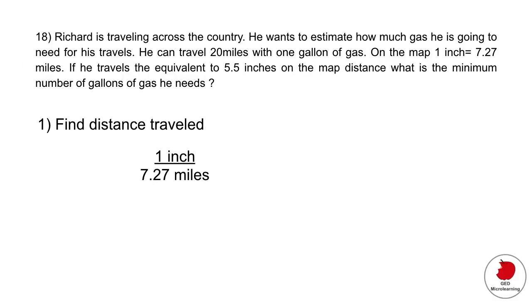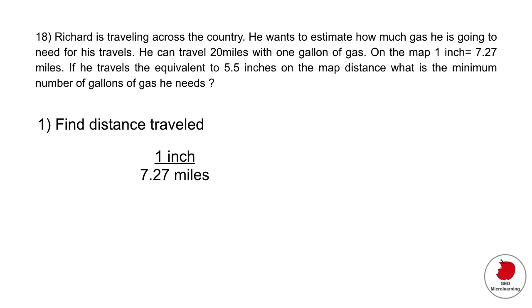Okay, so first of all, they tell us that on the map, 1 inch is equal to 7.27 miles. So we can set up our proportion like that. And then they tell us that if he travels the equivalent of 5.5 inches, how many gallons is he going to need?